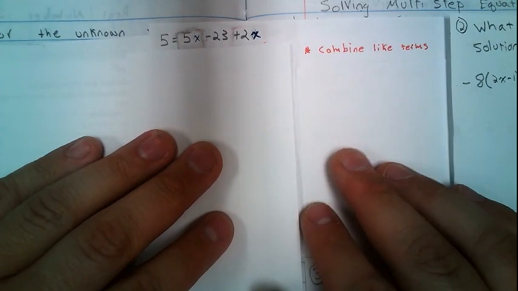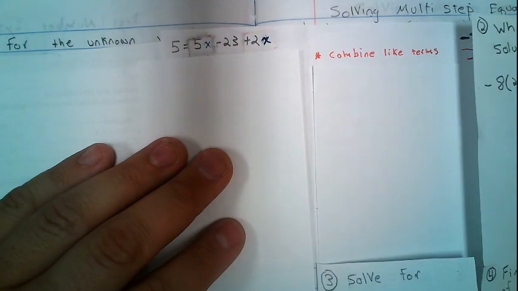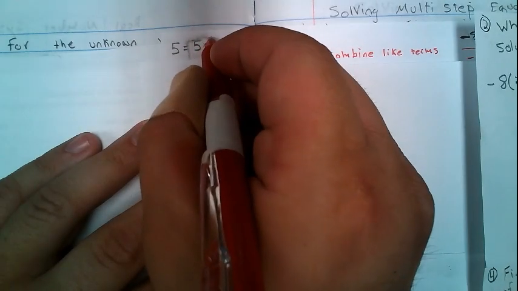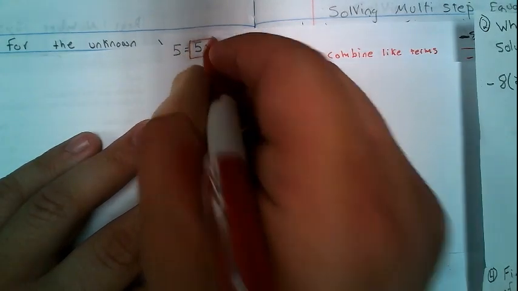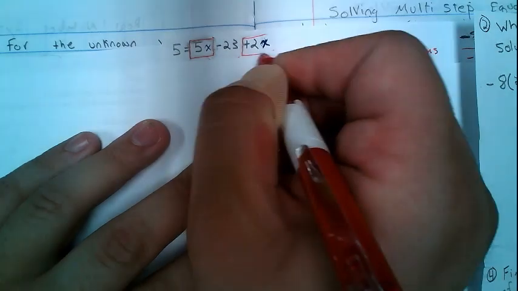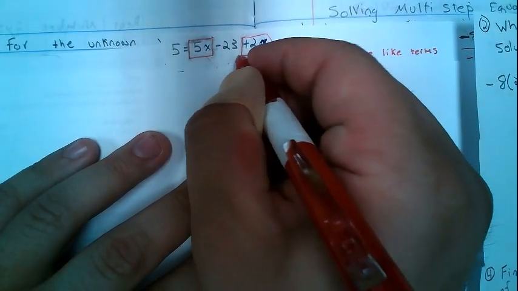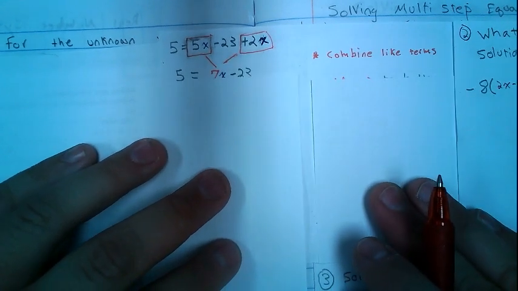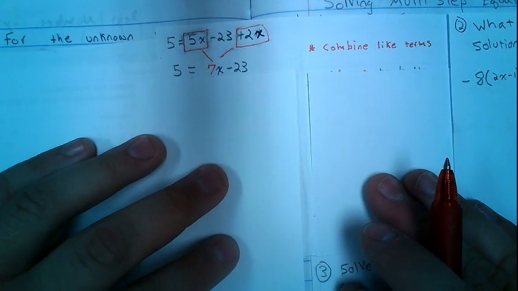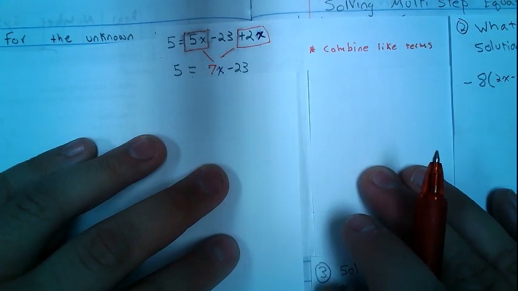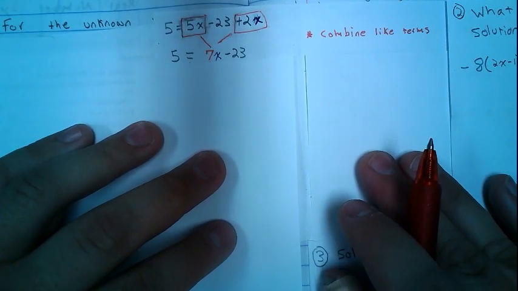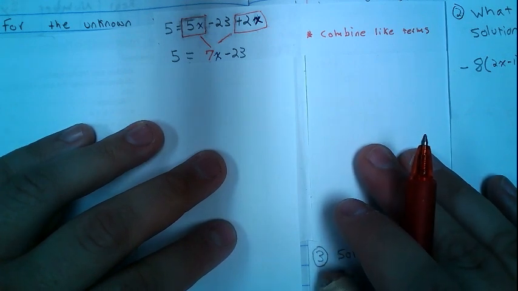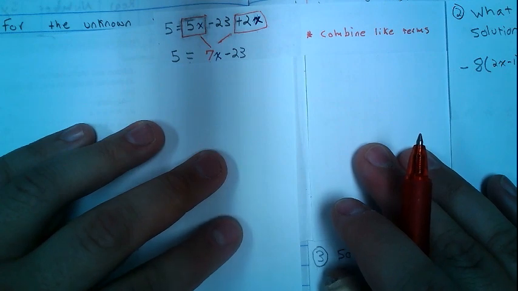So that's my step here. I'm going to combine like terms. Now like terms are terms that have the same variable. So I can combine 5x and positive 2x. And when I do that, I get 5 equals now 7x minus 23. So that's what happens when I combine like terms. And now I see x is by itself. Now that's not totally by itself, but I do have just one instance of x.